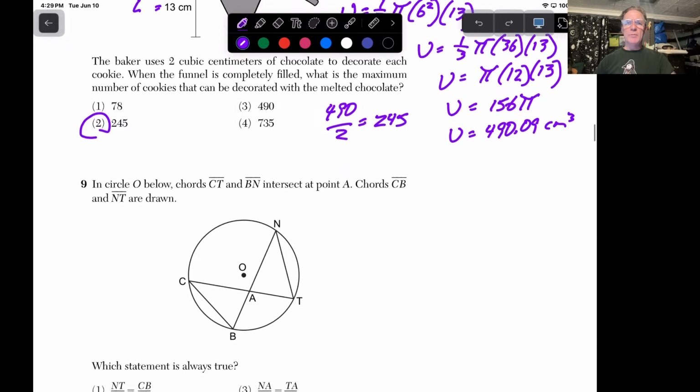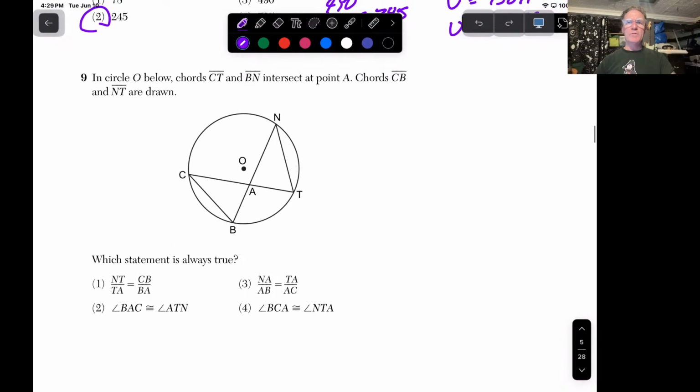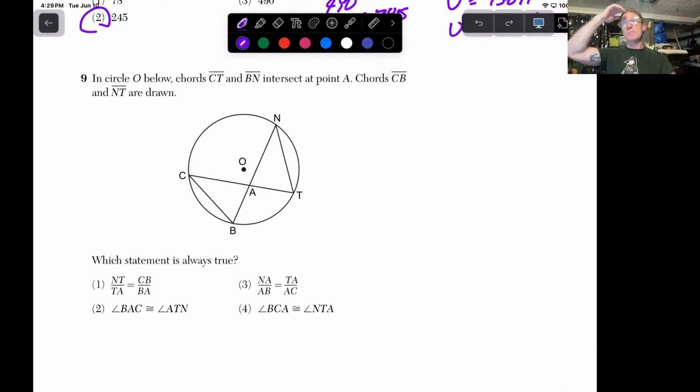So here we go. Number 9, getting there, is 24 of these. 24 multiple choice and then some short answer. All right, in circle O, chords CT and BN intersect at point A. CB and NT are drawn, line segments. So they're just telling you those are straight lines.